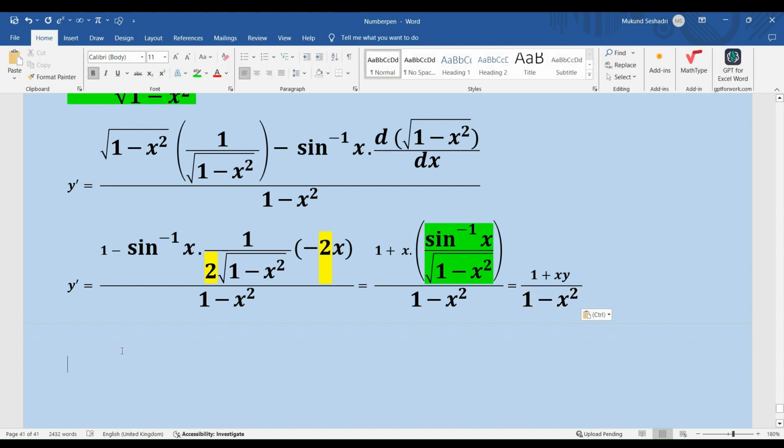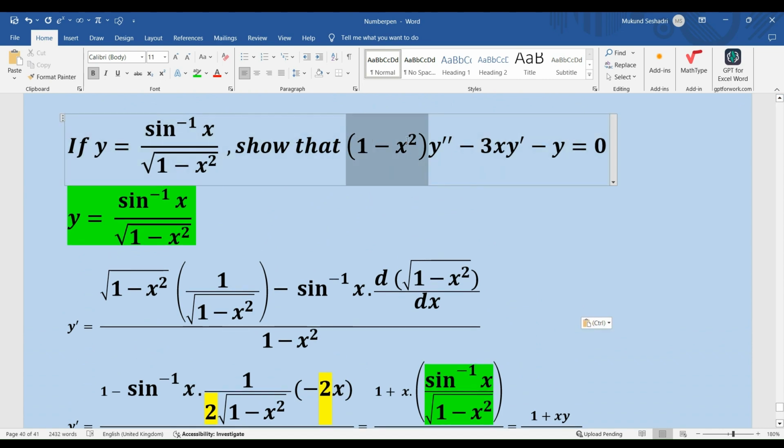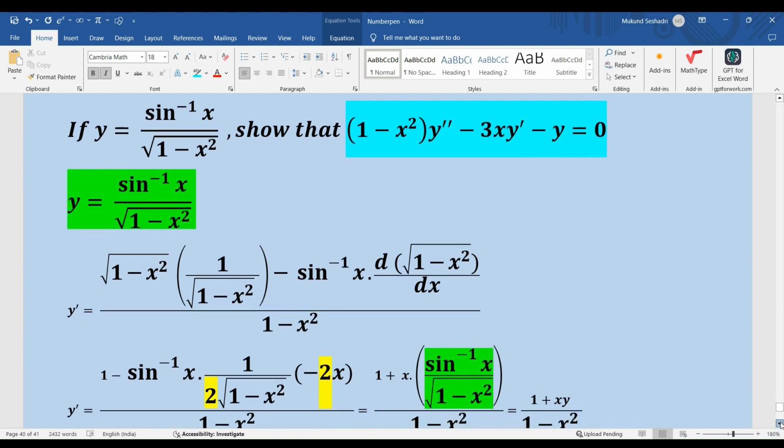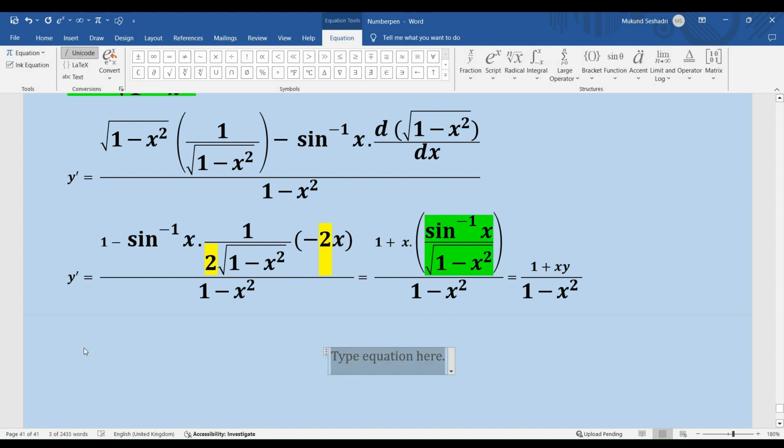Now, what do I do? I try and connect this with what I've been given, right? See, look at this expression. Let me highlight it in a different color. I've been given 1 minus x square into y double dash minus 3xy dash minus y equal to 0. This is what I've been asked to prove, right? So I have my y dashed, and I notice that I have a 1 minus x square in the denominator of my expression which I have for y dashed, right? So what I do, I'll cross multiply and rewrite this expression as equal to 1 plus xy, right?